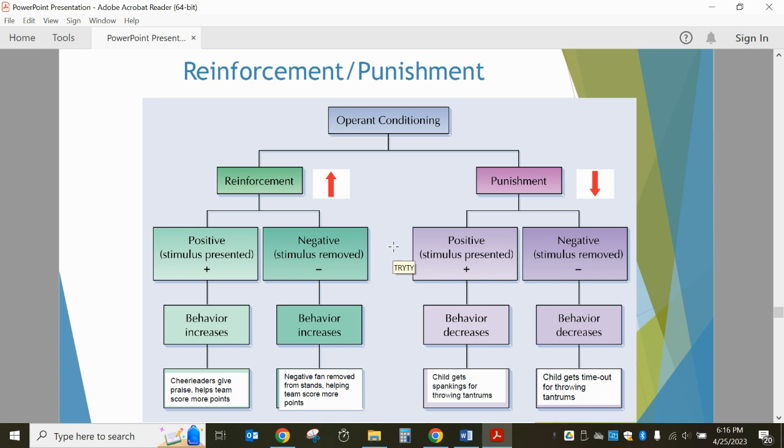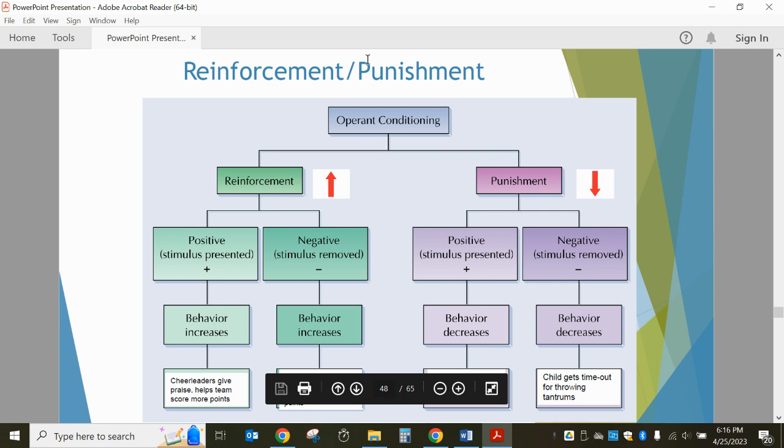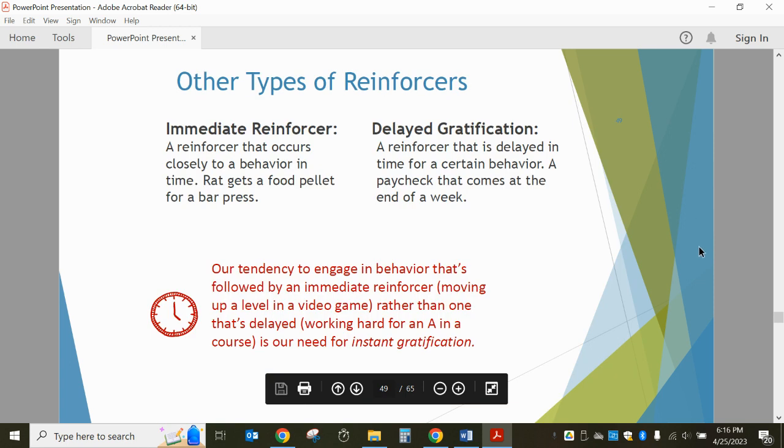Punishment decreases a behavior. So in this case, a child gets spankings for throwing a temper tantrum. So we're adding spankings. That's positive because we're adding a stimulus, and that decreases the behavior. On the other side, the child gets a timeout for throwing temper tantrums. So they're losing their free time. So the behavior decreases, and we removed a stimulus.